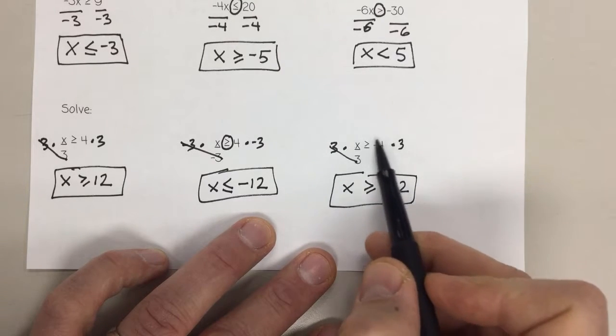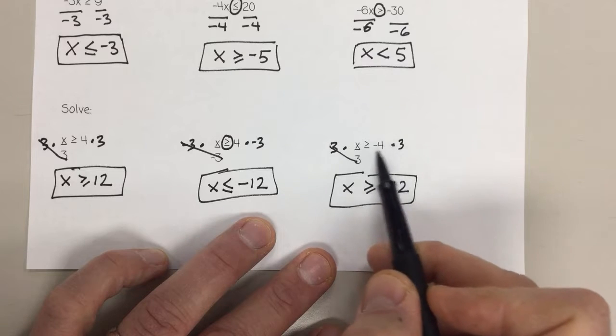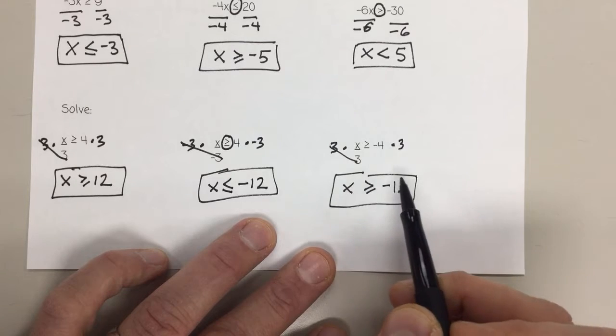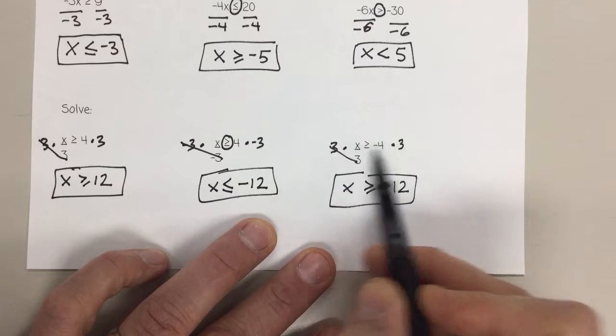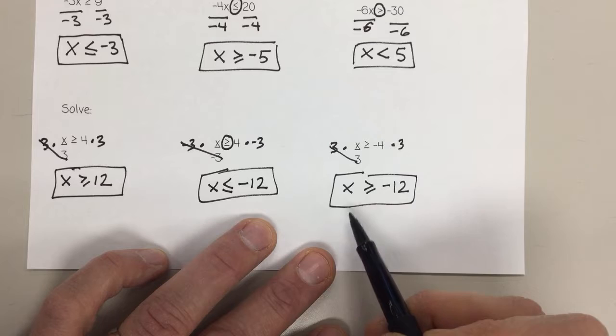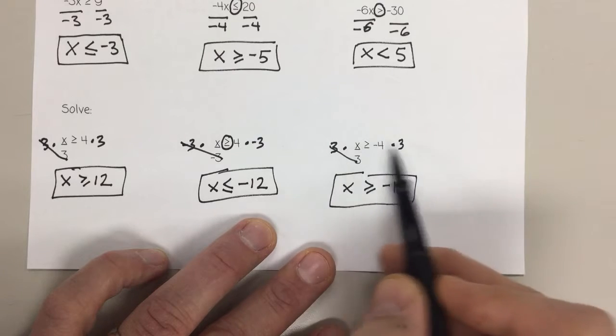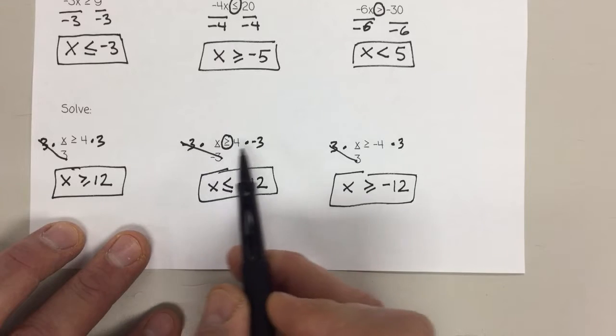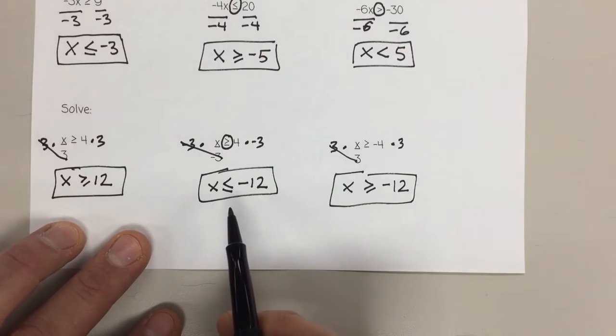Notice it didn't matter that the answer was negative 4 to start with. That did not cause me to change the sign. The only thing I'm worried about is what do I multiply both sides of the inequality by. If it's a positive number, the symbol stays the same. If it's a negative number, the symbol must switch.